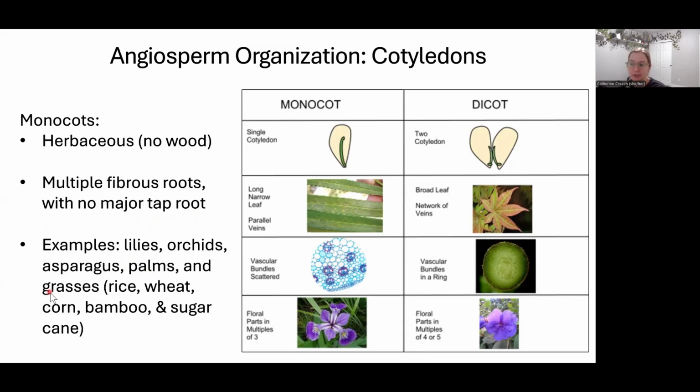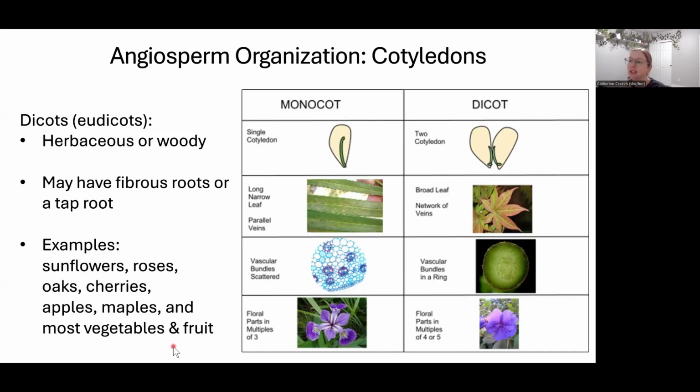grasses. Grasses are really important for us because a lot of what we consume for food are grasses. Think about rice, wheat, corn, bamboo, sugarcane. The world would be a very different place if we did not have these plants. So monocots are really important to humanity.